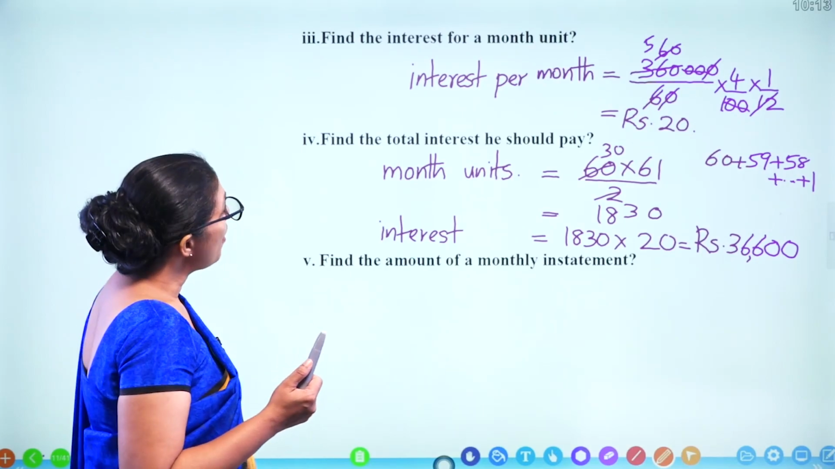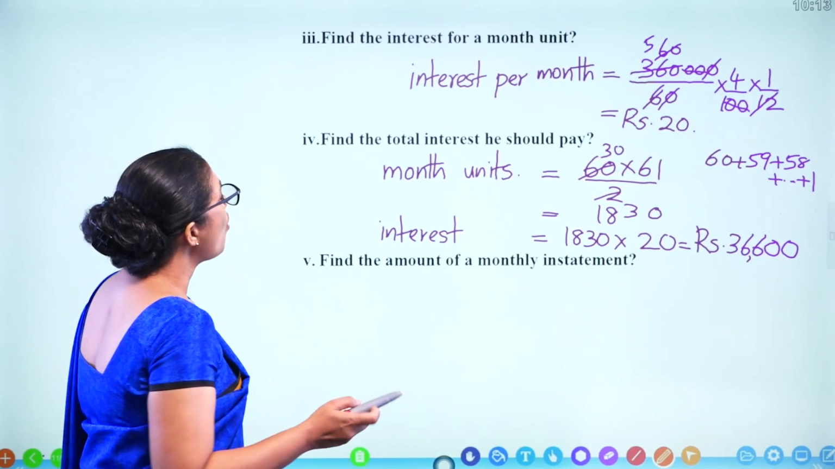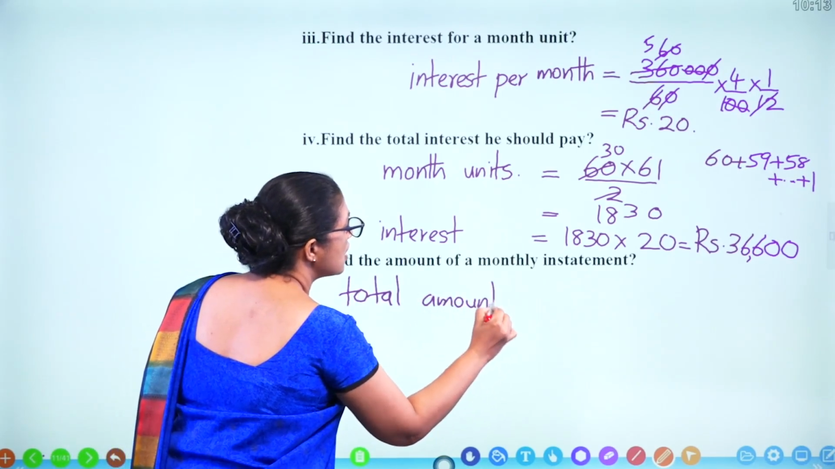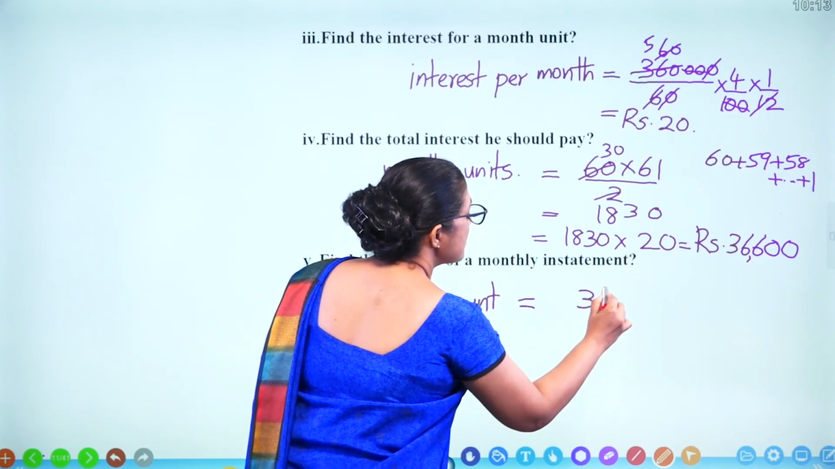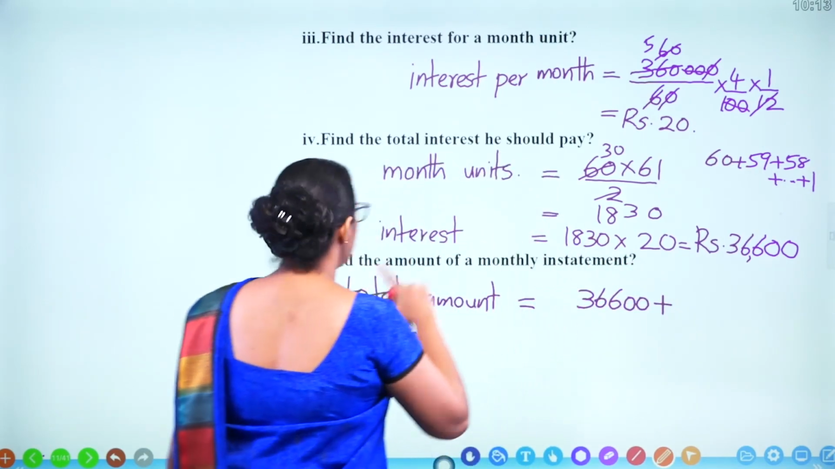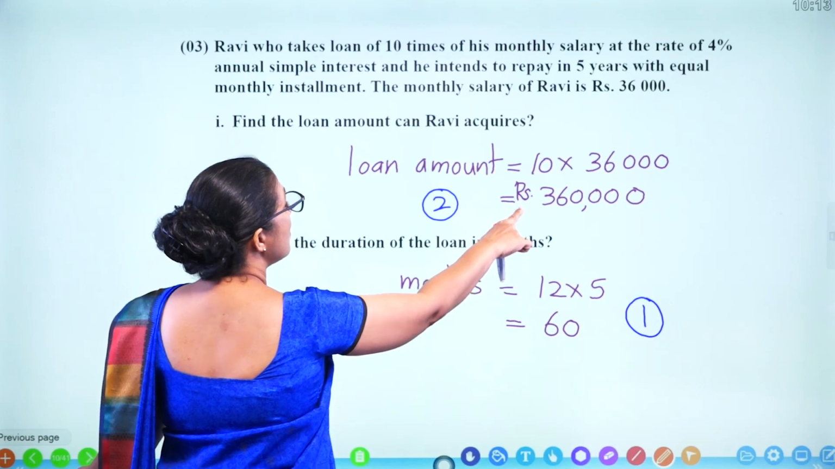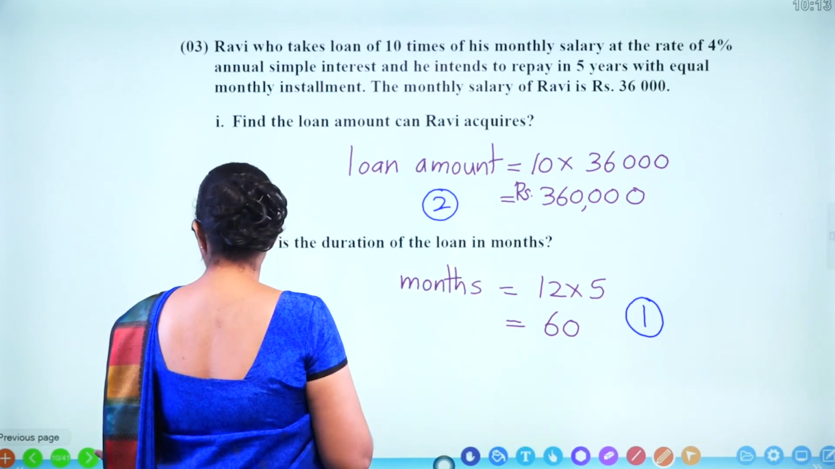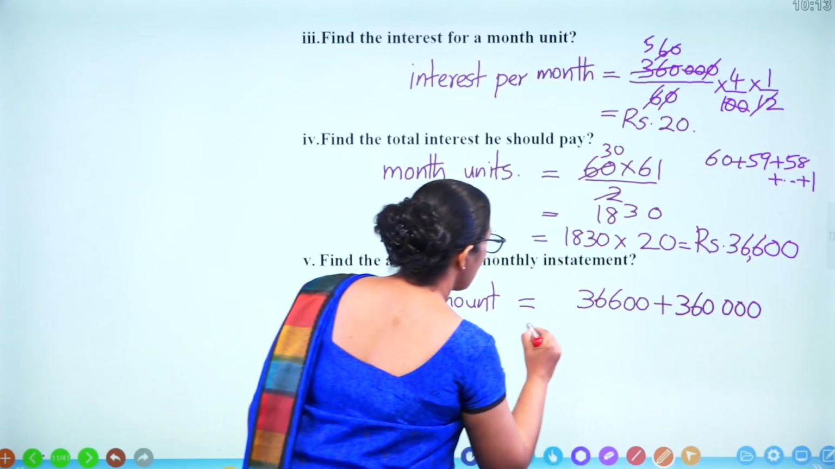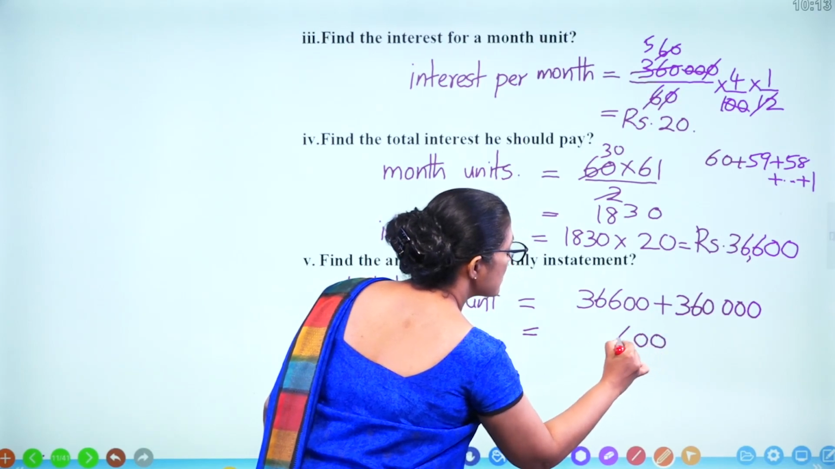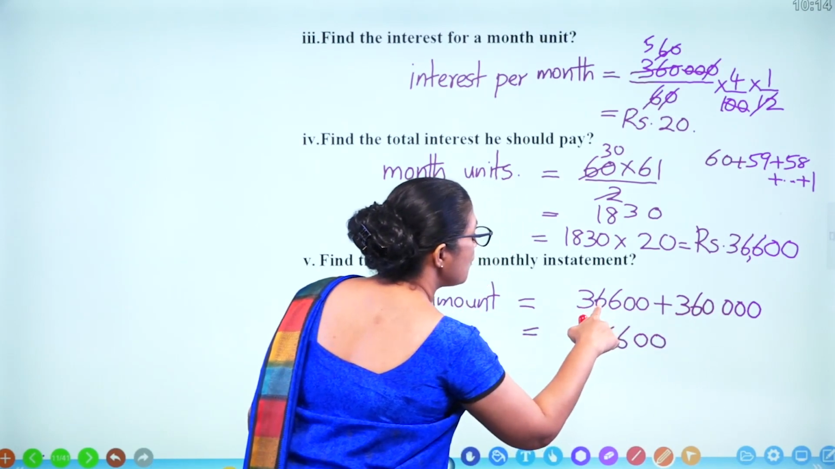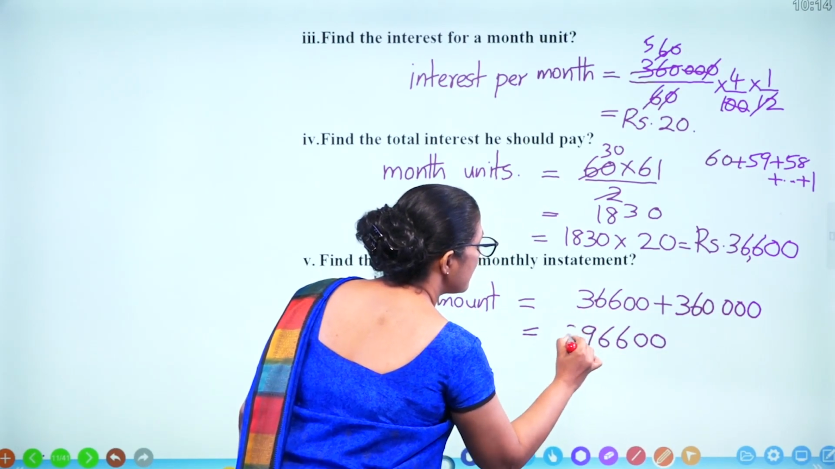Now fifth part, find the amount of monthly installment. So what's the total amount you need to pay? Total amount. Interest is 36,600 and loan amount is 360,000. What's the total? 396,600.